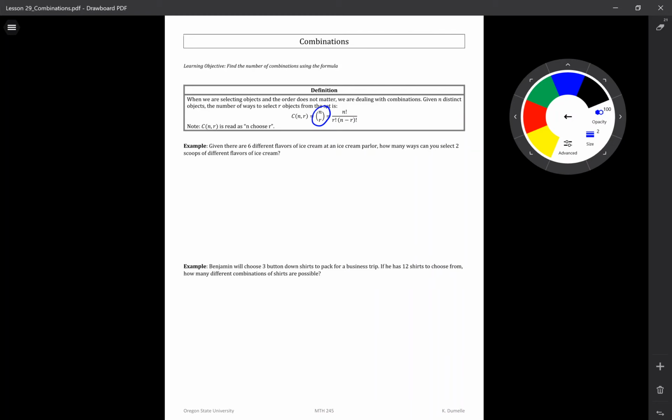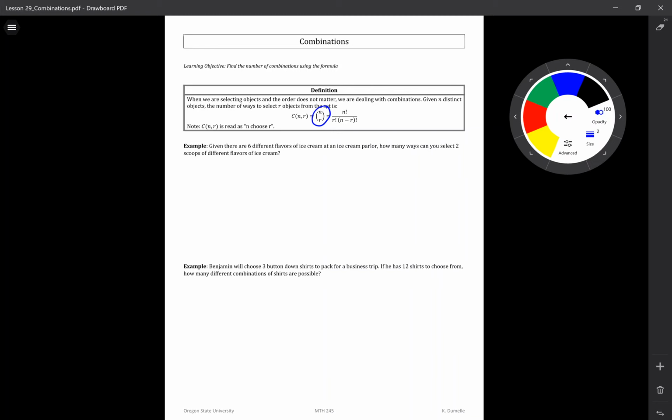So let's do a couple of examples here. Given that there are 6 different flavors of ice cream at an ice cream parlor, how many different ways can I select 2 scoops of different flavors of ice cream? In this example, it doesn't matter if I choose one flavor first and then the second flavor. The order does not matter.